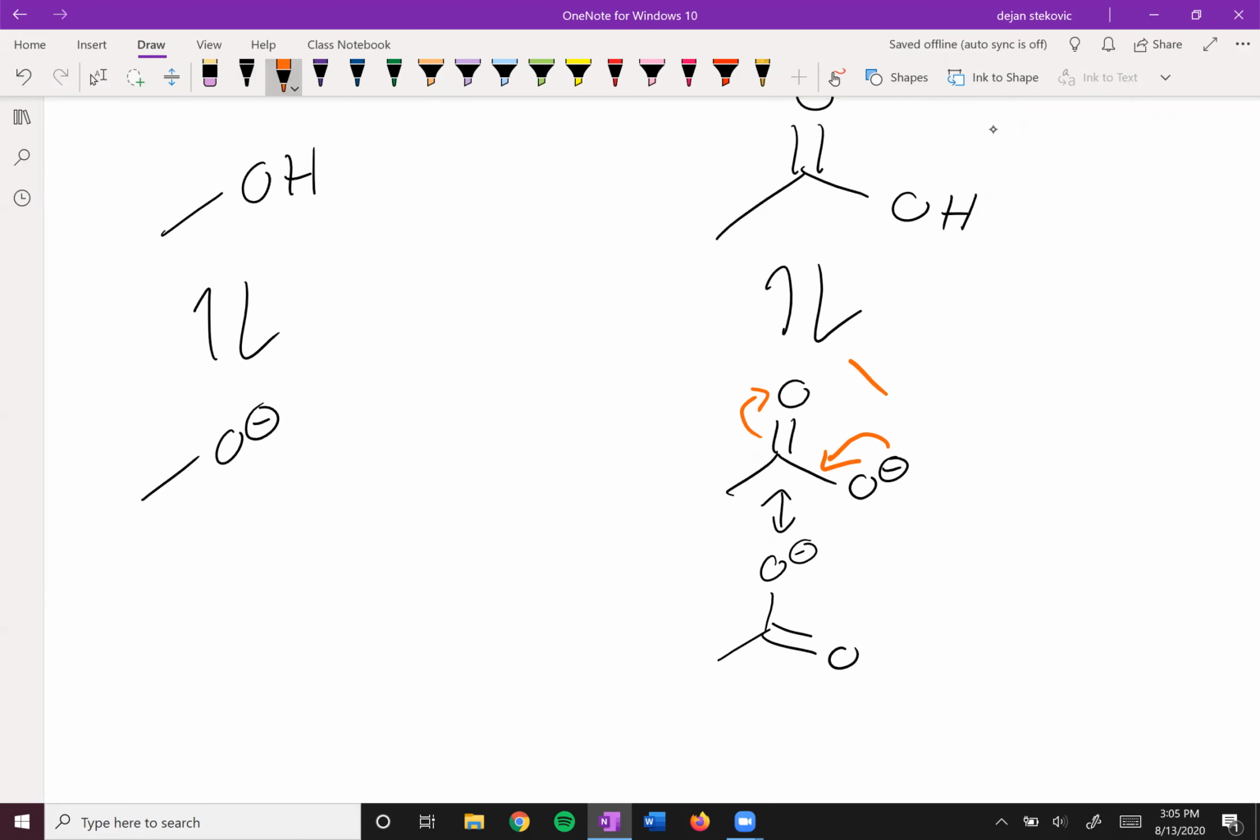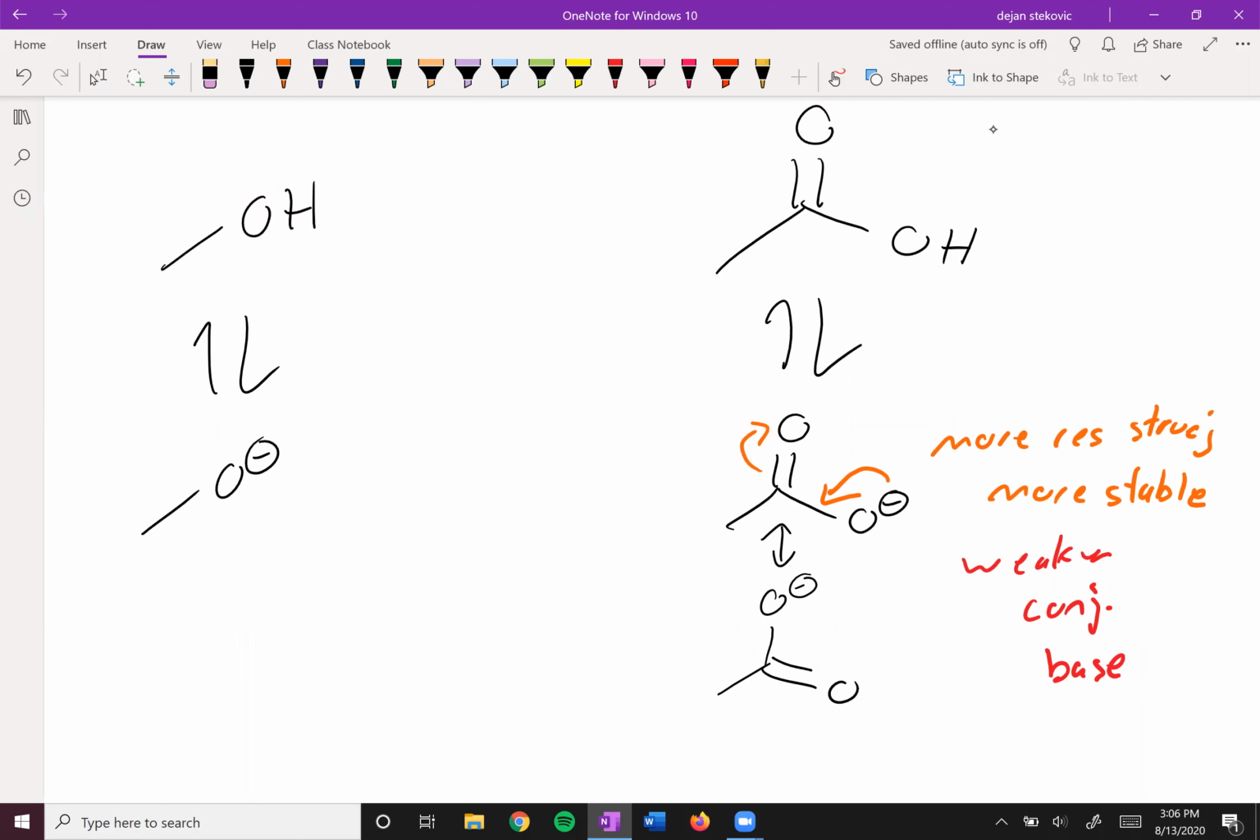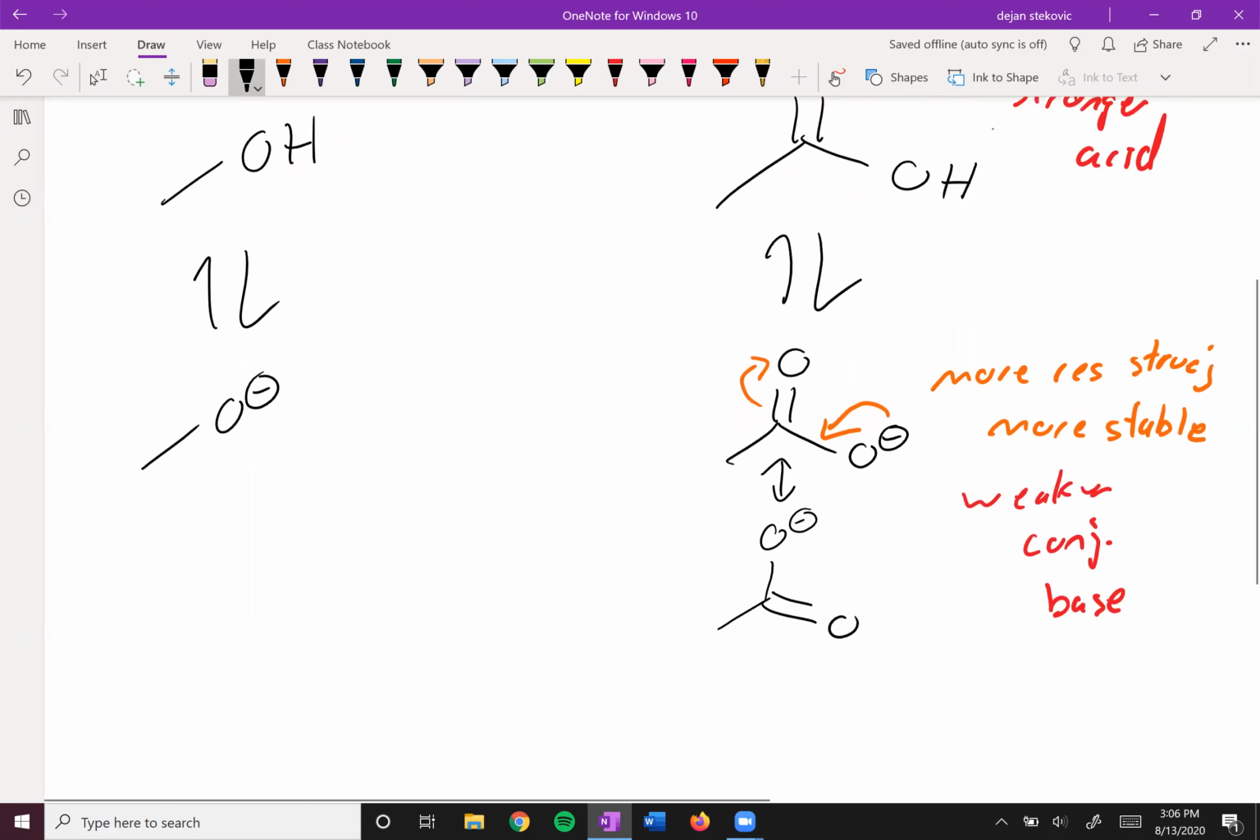And so this one on the right, this negative charge is spread out over a larger area, or it has more resonance structures. And so it's going to be more stable, right? It's okay holding this negative charge relative to the alcohol. And so since it's more stable like this, it's going to be less likely to pick up an H+. So this will be the weaker conjugate base, which makes this carboxylic acid up here the stronger acid. Right, and then the alcohol, vice versa of that.